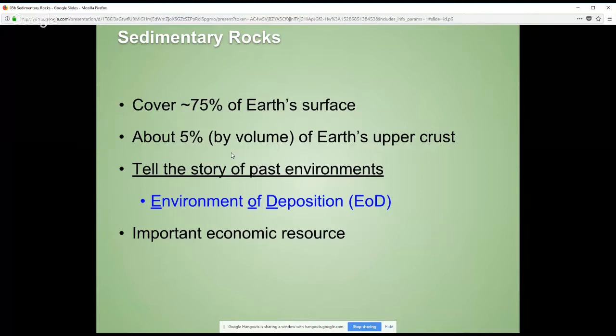They cover a good chunk of the planet's surface, and about 5% of our upper crust by volume is sedimentary rocks. My favorite part about sedimentary rocks, though, is that they tell the story of the past environments where they were deposited, also known as the environment of deposition, abbreviated by EOD. They are also an important economic resource.